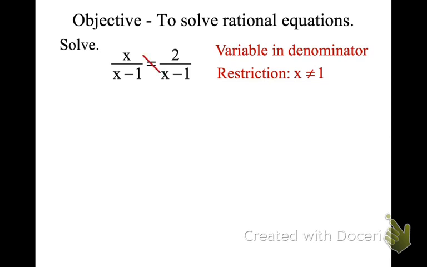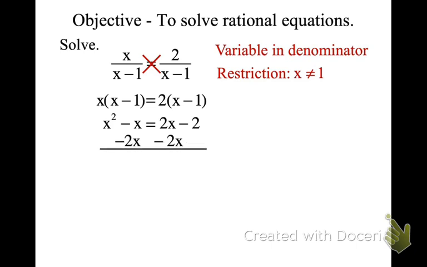So you can do cross products. Remember, x times x minus 1 times the quantity of 2 times x minus 1. I don't want you to skip that step and just go right to x squared minus x. How do you get x squared minus x? You're justifying. So now we can go to x squared minus x equals 2x minus 2. I'm going to set everything equal to 0, so I'm moving my 2x over, do the opposite. I'm going to add 2 to both sides.